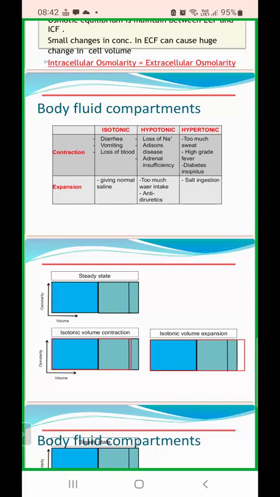Hypotonic expansion occurs with too much water intake and antidiuretics. Now, hypertonic contraction occurs with too much sweat, high grade fever, and diabetes insipidus. And whenever hypertonic expansion occurs, we give a hypertonic solution, such as a salt injection. So these are the various cases where isotonic, hypotonic, or hypertonic fluid may work, depending upon whether contraction or expansion of the body fluid compartment has taken place.